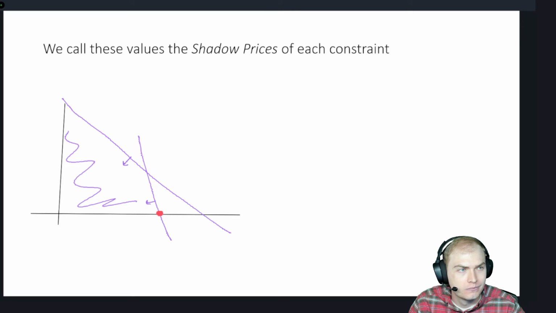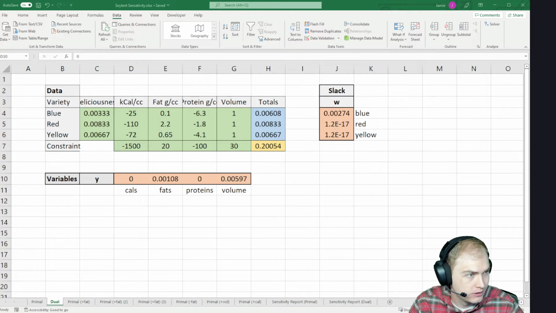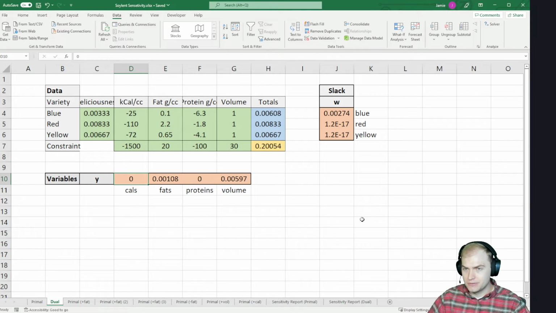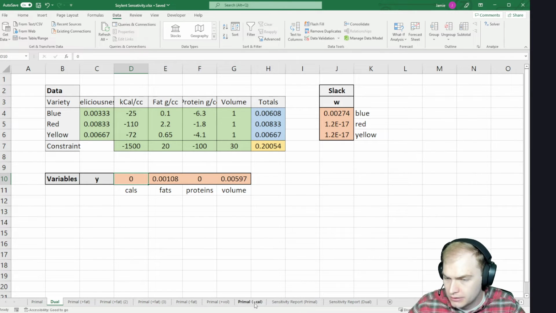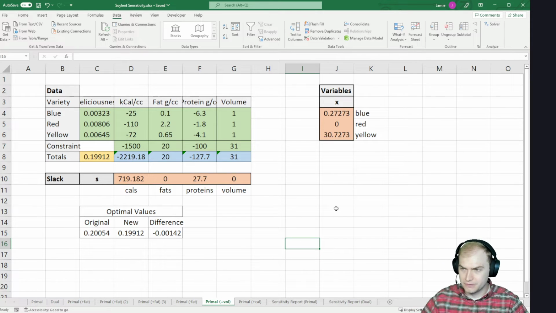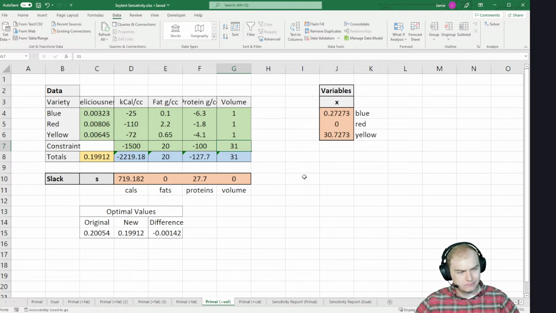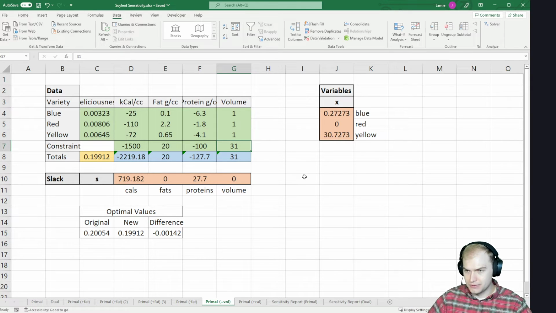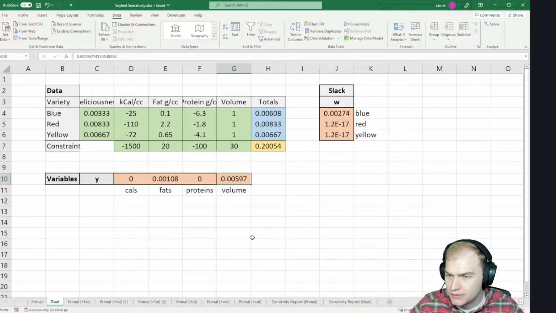So, what then? Let's go back to our Excel file and look at one additional piece of data. One extra solution. In this one, I added to the volume. I let us have a little more volume. And we'll look at the dual. The volume has a shadow price of 0.00597.